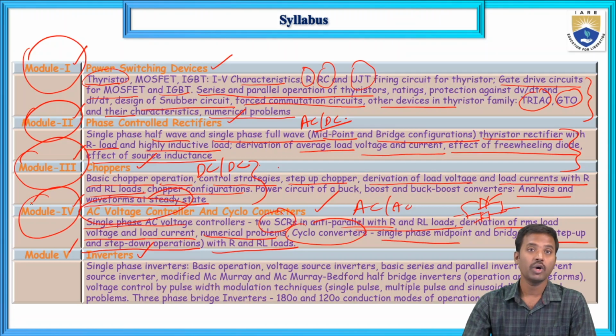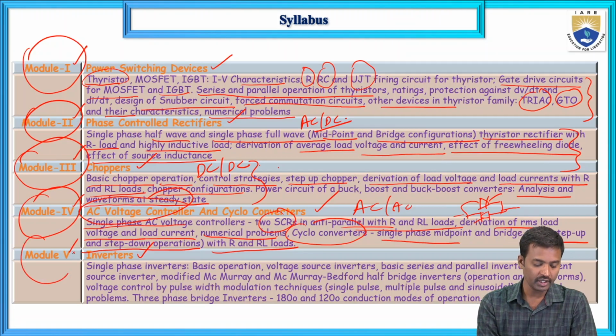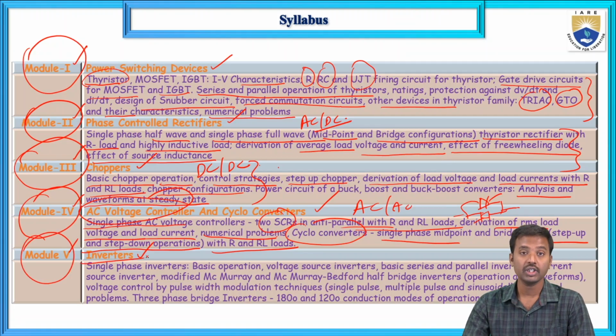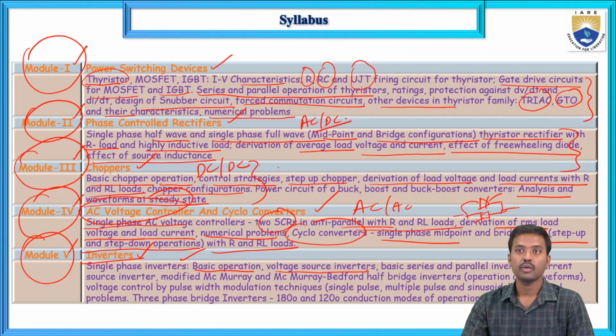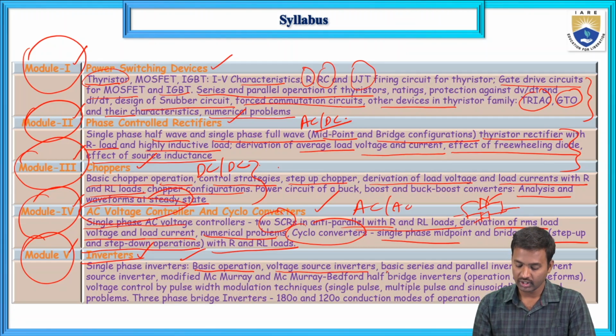Next, this is module 4, and module 5 covers inverters. Inverters means single phase rectifiers. So basic operation of voltage source inverters, and basic series and parallel inverters, series inverter and parallel inverter, current source inverters, voltage source inverter and current source inverter.